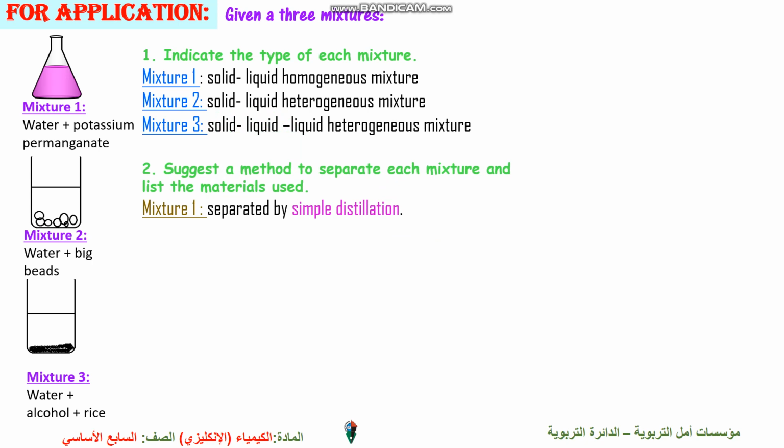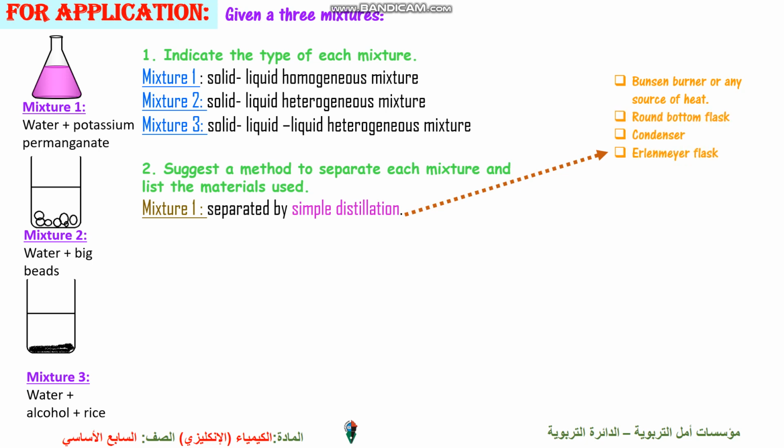Very good, as we know. For simple distillation, we need the materials: Bunsen burner or any source of heat, round bottom flask, condenser, Erlenmeyer flask, and thermometer. In the second mixture, we can separate it simply by our hand because it's safe to take the beads by using our hand.